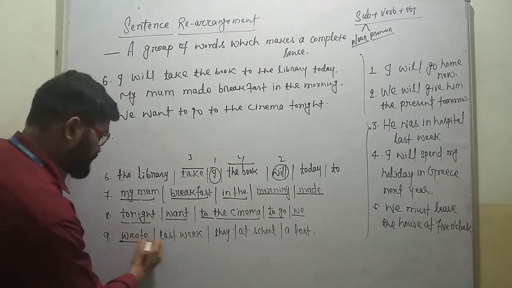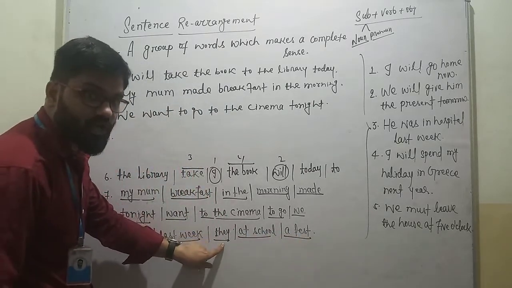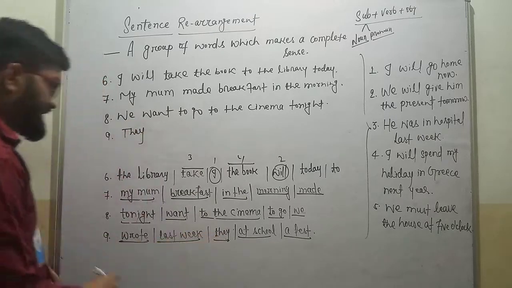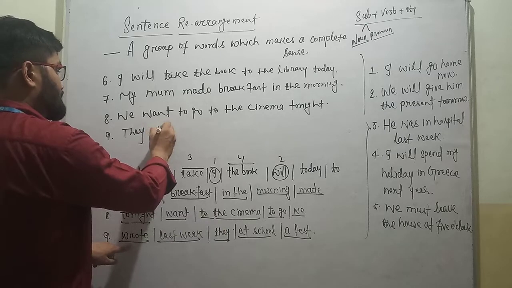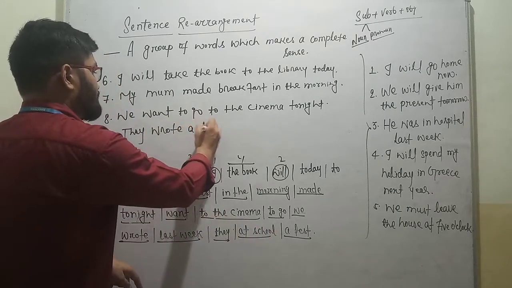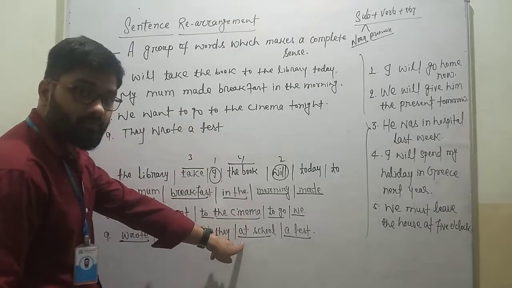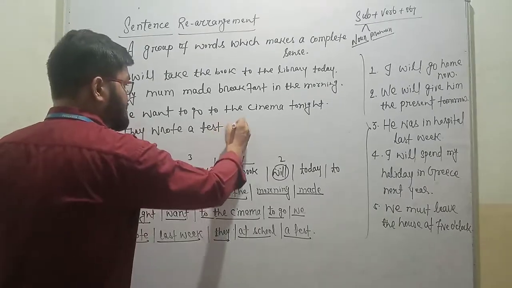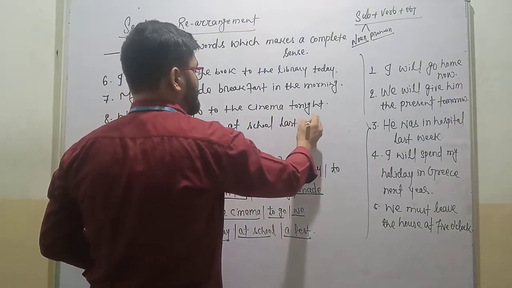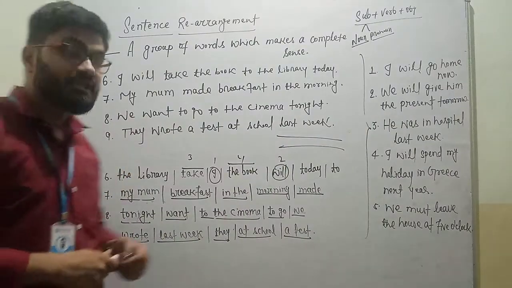Have a look. Wrote last week they at school a test. So they again is the pronoun. Only one pronoun. That is the subject. Please start the sentence with it. So they did what? They wrote. They wrote what? They wrote a test. They wrote a test where? At school. When? Last week. So they wrote a test at school last week.